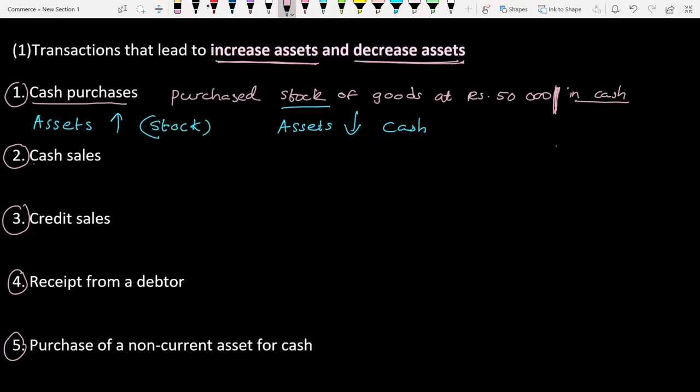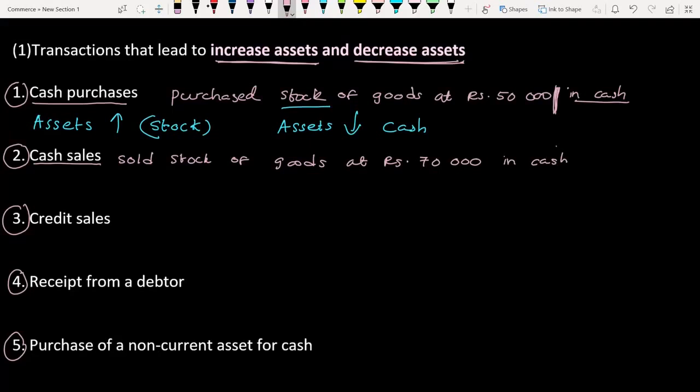Now what about the second transaction? Cash sales. Cash sales means sold stock of goods, let's say at rupees 70,000. Now this is a cash sale. If you want, you can write in cash, or without these two words also, it's fine.